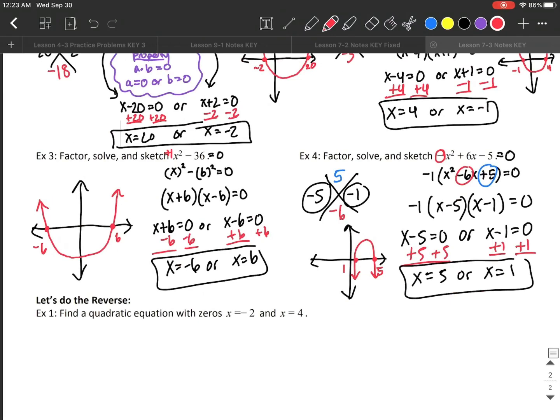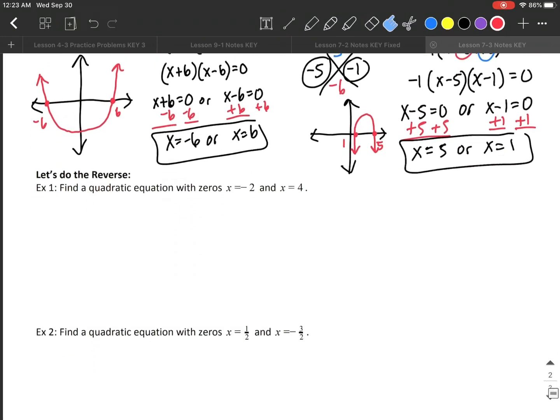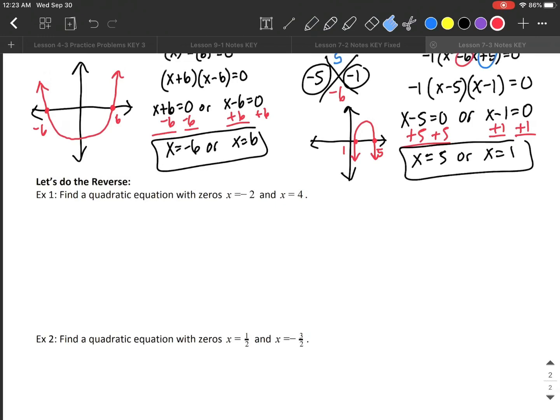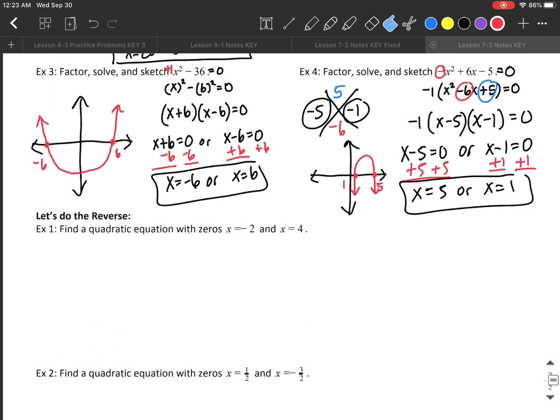All right, let's do the reverse. So I want to find a quadratic equation with zeros x is equal to negative 2 and x is equal to 4. So I'm starting down here, and I'm working my way back up. So the first thing I'm going to do is I'm going to say, well, x is equal to negative 2 or x is equal to 4.